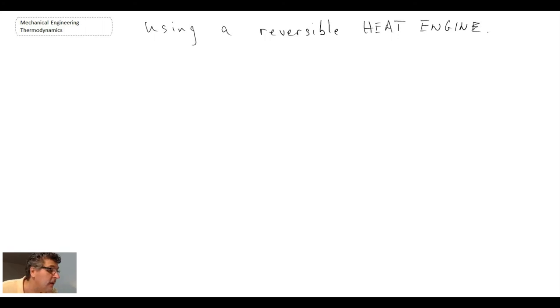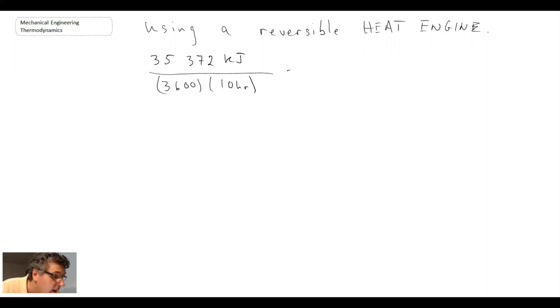So if we had used a reversible heat engine, let's go with this idea that we were actually able to generate work. How much work are we getting here? Well, we said 35,372 kilojoules, and I'm going to say that that is for the 10 hours. That works out to approximately 982.6 watts. And if we look at a standard circuit in a house, it operates with 110 volts.